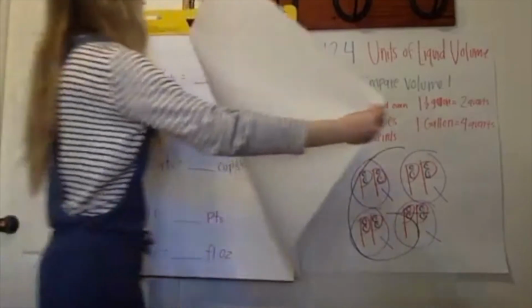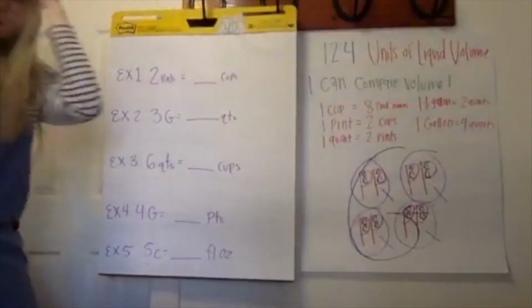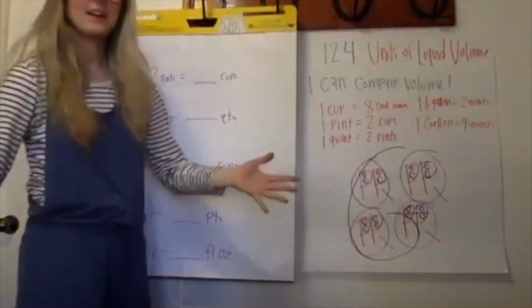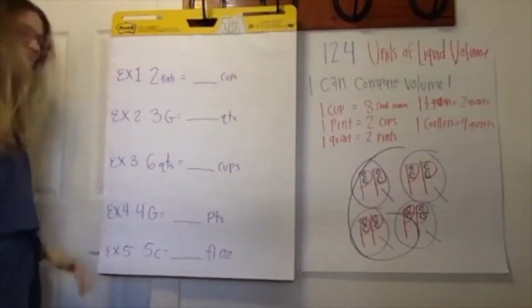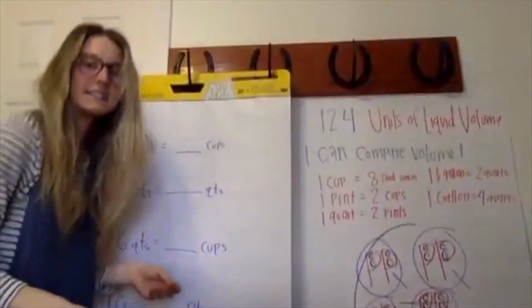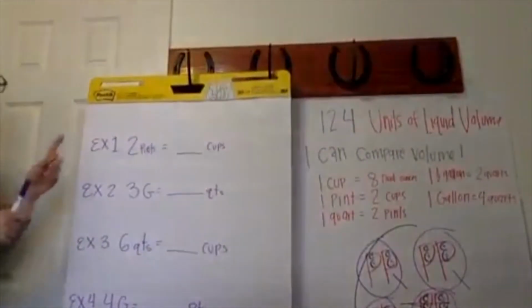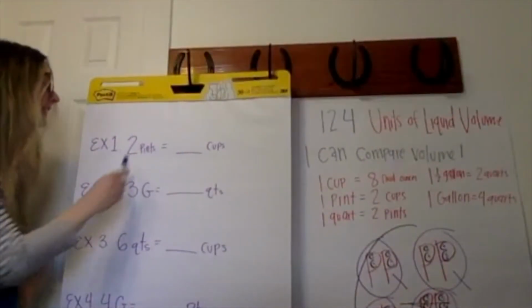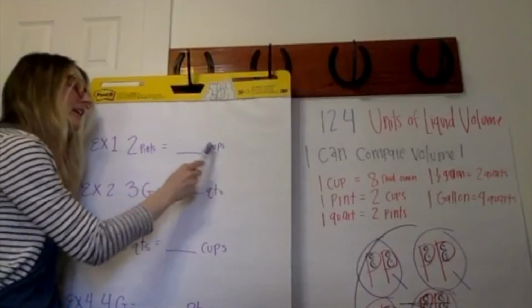And all right, for those who are always asking, Miss Gillette, how many examples are we going to do? We're going to do 5. And I'll even pull this a little closer. Oh, sorry, guys. So you guys can see it a little bit better. Okay, so example 1 says 2 pints equals blank cups.